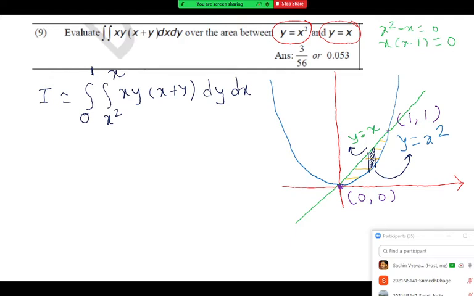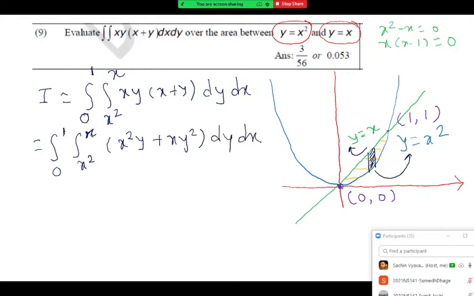So we can rearrange the terms so that integration becomes simple for us. I will take this x square to x as it is, as x is a constant, or I will take all things inside: x square y plus xy square dy dx. So what I have done is simply take an xy inside the bracket.